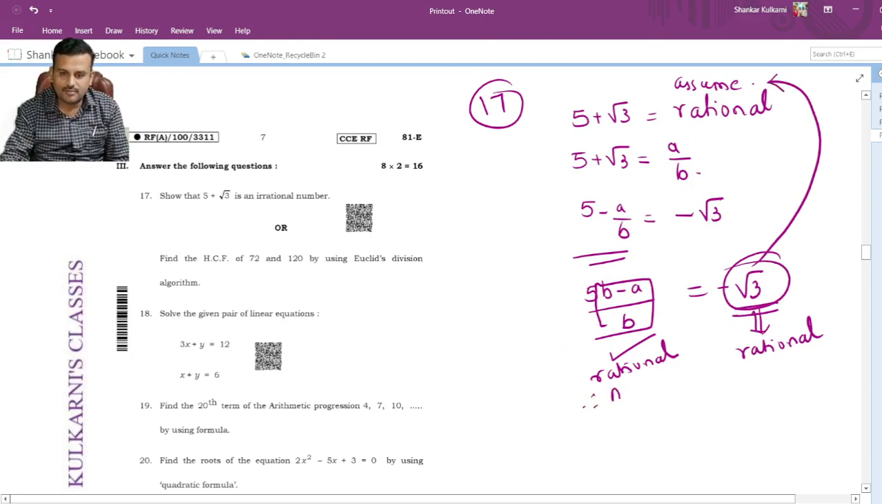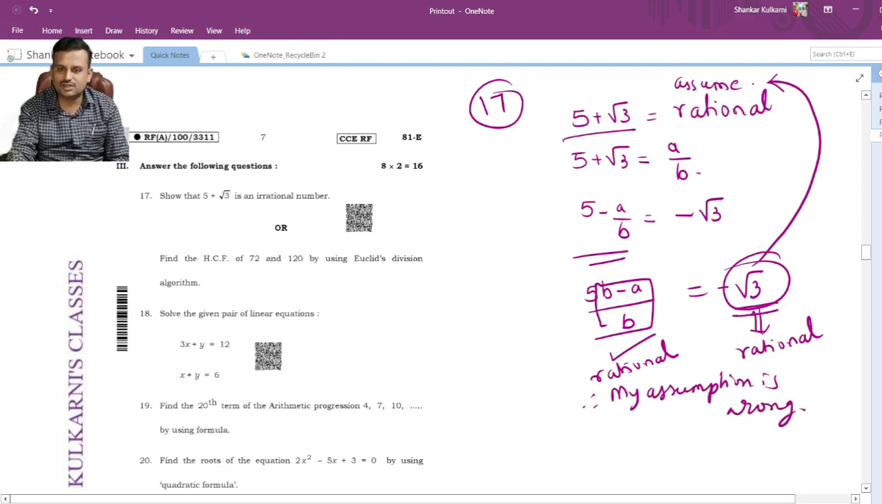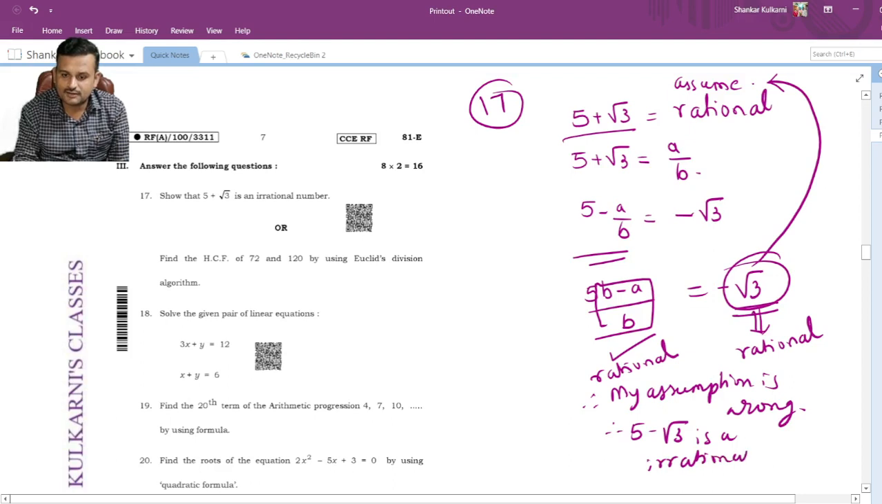So we should write here: therefore, my assumption is wrong. What was my assumption? I assumed that 5 plus root 3 is a rational number. When my assumption is wrong, I proved. So I can say that therefore 5 minus root 3 is an irrational number. This is how you need to prove it. I hope you have understood.